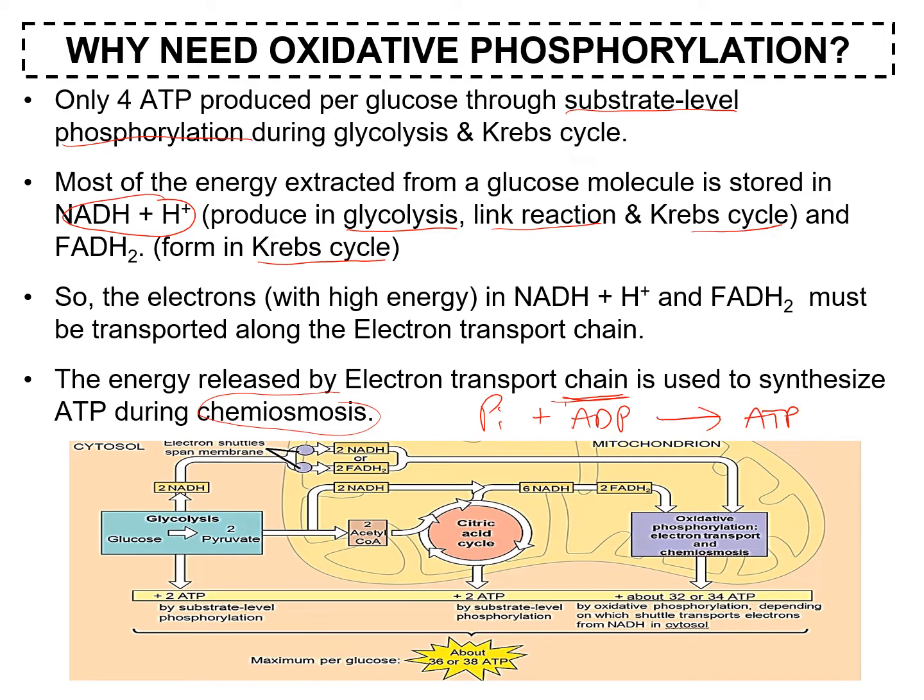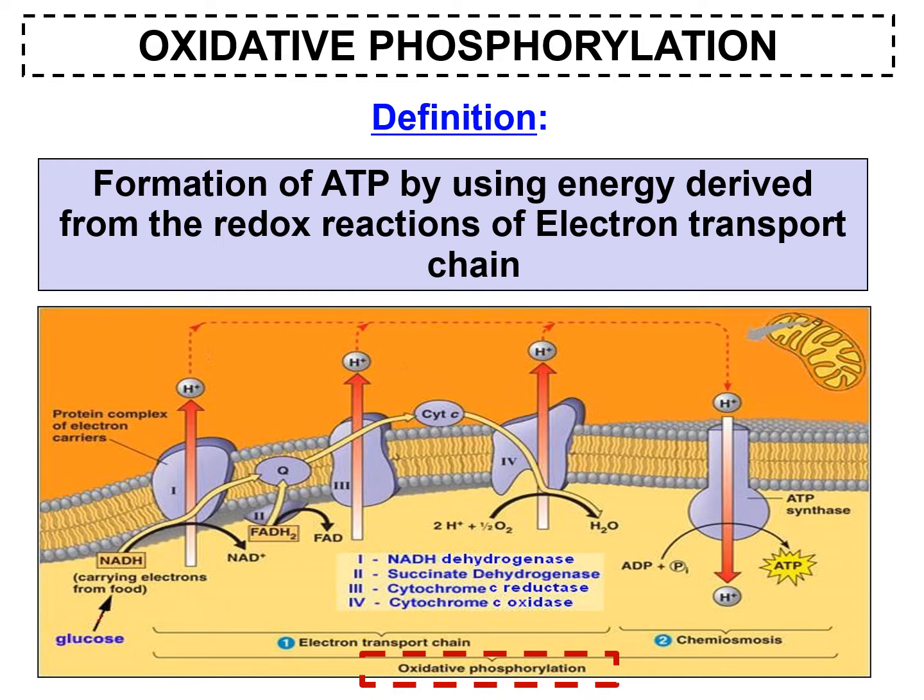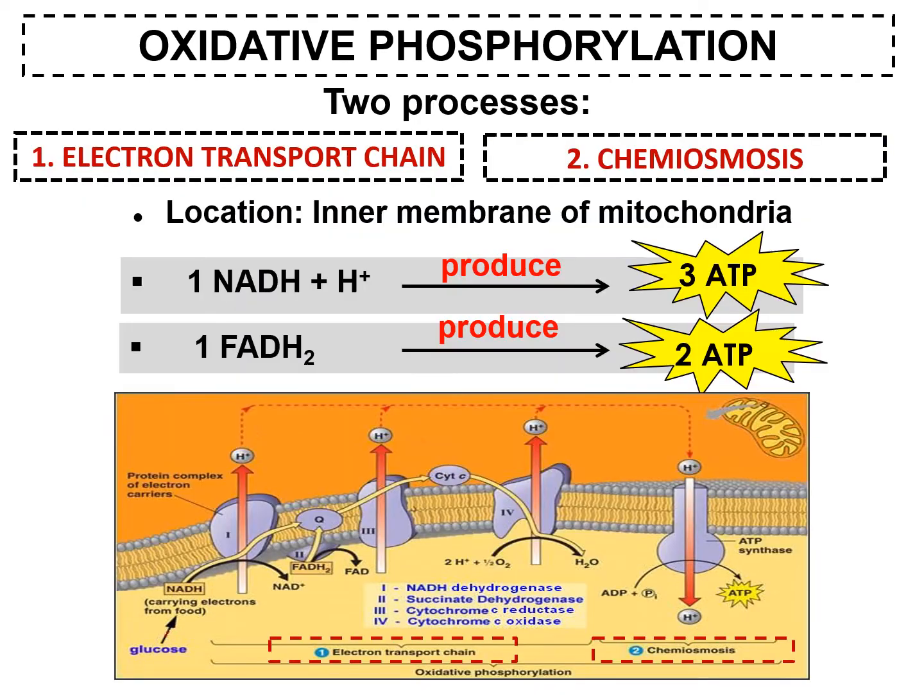So let's look at the detail. This is the diagram that shows the ETC. This is a component of the ETC. This is a component of the ETC. And this is where chemiosmosis occurs. Electron transport chain and chemiosmosis. Oxidative phosphorylation involves these two processes.